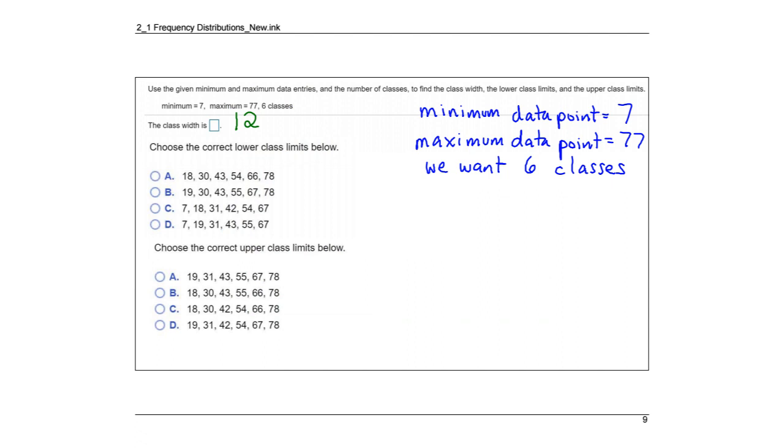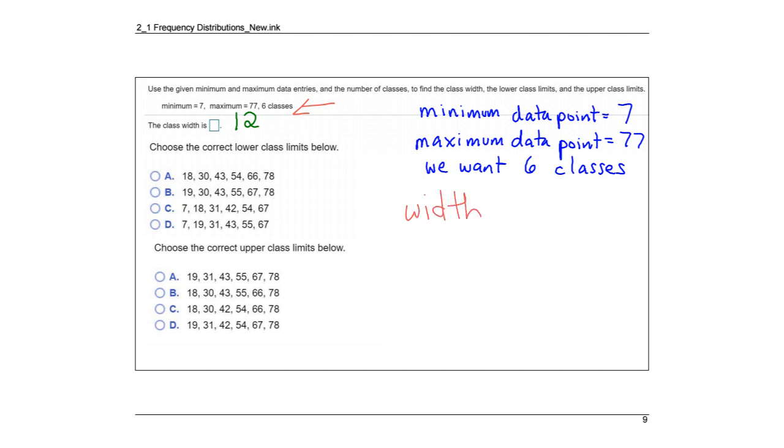All right, so let's look at this one. It tells me that my minimum data point is 7, okay? And then it tells me that the maximum data point is 77, okay? And that's given to me up here. And we want 6 classes. So the first thing we have to find is the width.